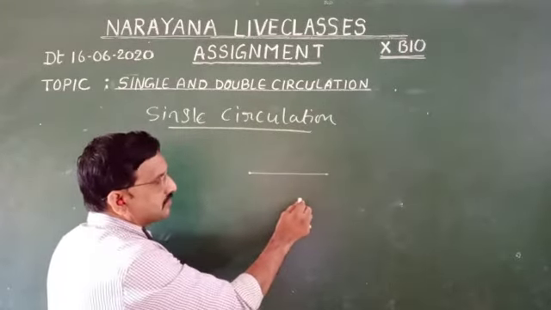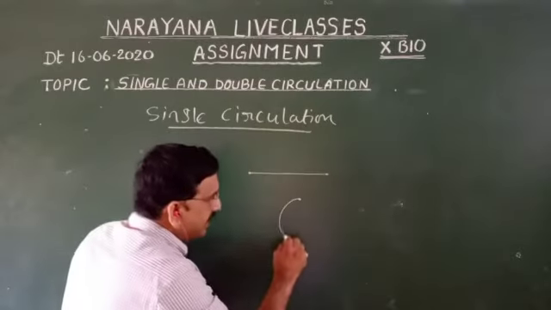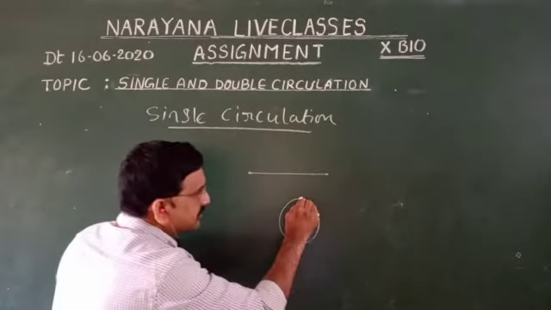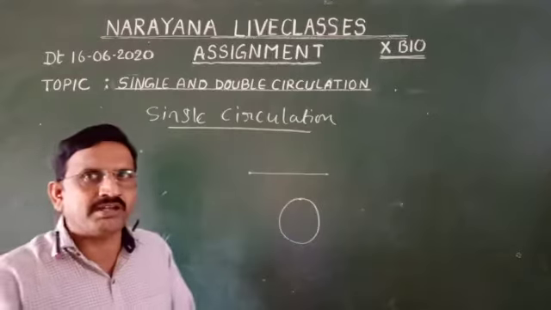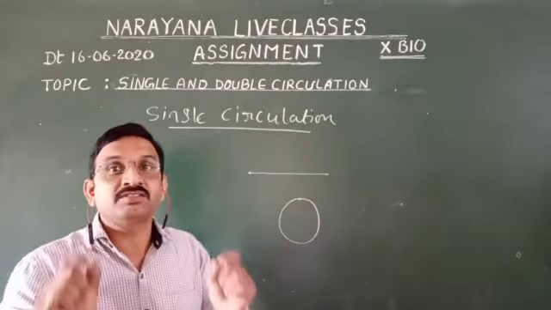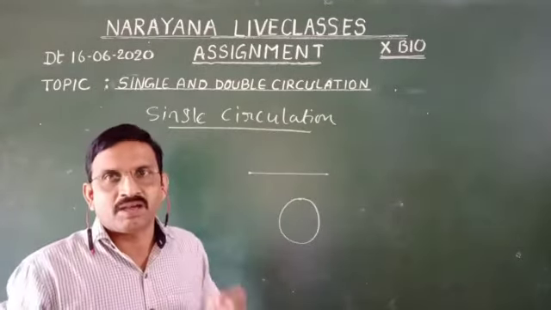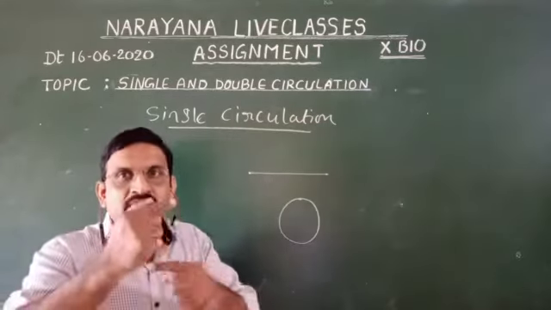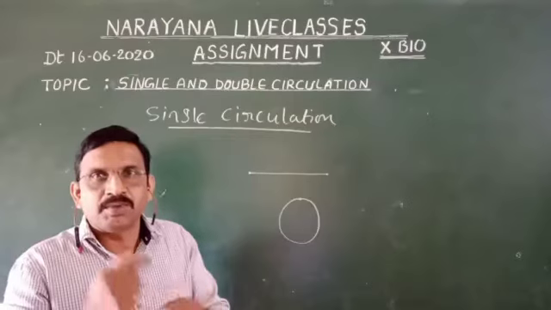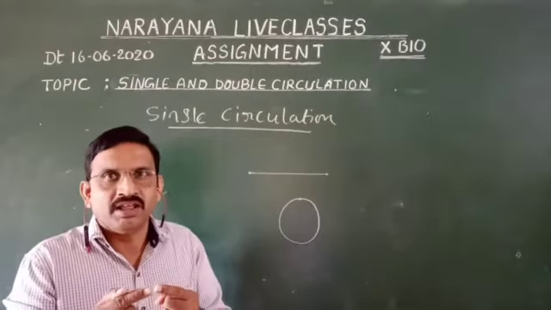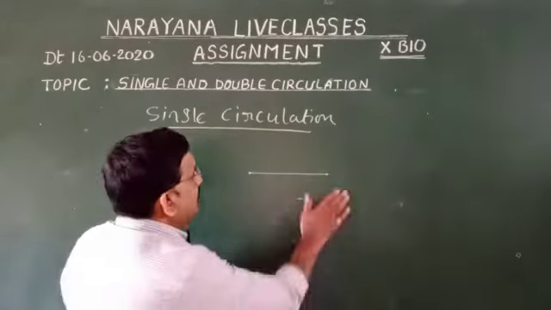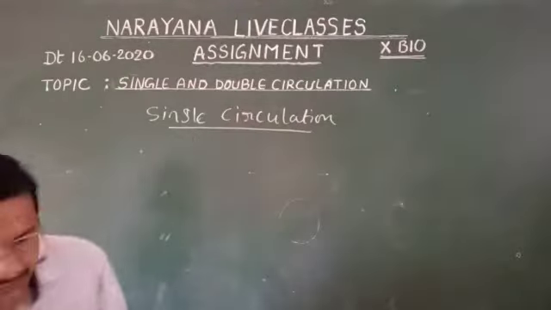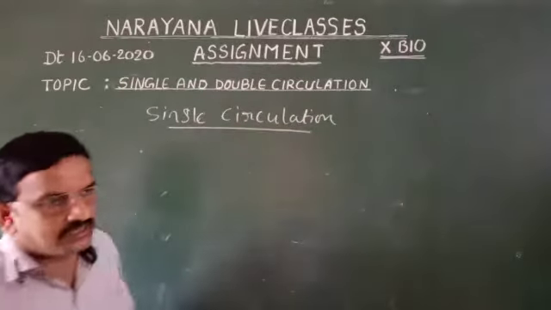The object moves starting from here, and the ending point is again this same point. Both the starting point and ending point are the same. That is circulatory motion. In animals, the blood is also circulated in this manner, in a circulatory manner only. Understood? First of all, single circulation. You can draw it like this.